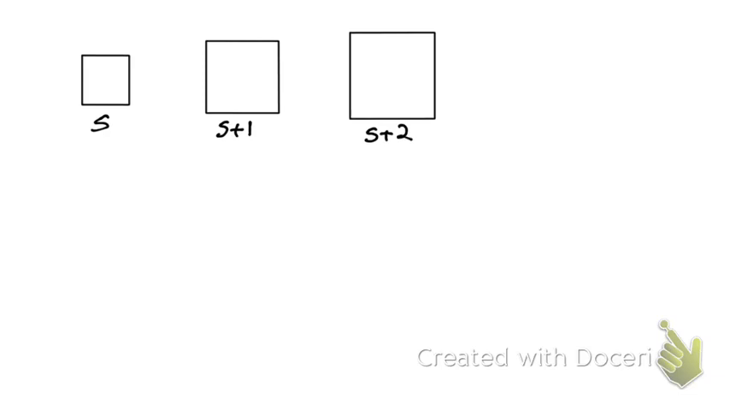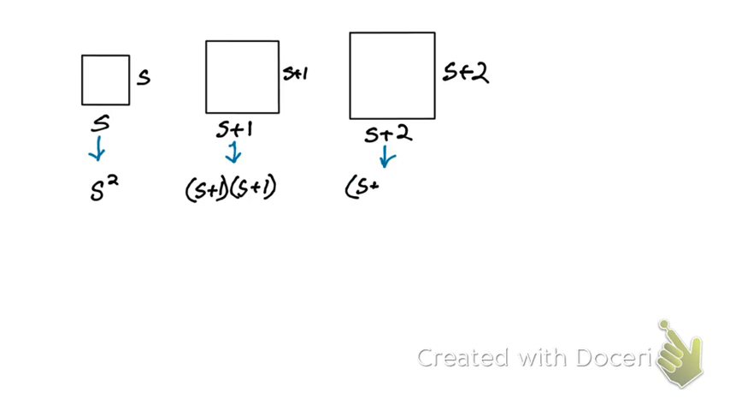The one cool thing about squares is all their sides are the same. So if we look at that first square, it'd be an s by s. The other one would be an s plus 1 by an s plus 1. And the other one would be an s plus 2 by an s plus 2. So let's quickly calculate the areas of each of these. The area of this one would be s times s, which would be s squared. The area of this one would be length times width, which would be s plus 1, make sure you leave it in parentheses, times s plus 1. Then this last one would be length times width, which would be s plus 2 times s plus 2.